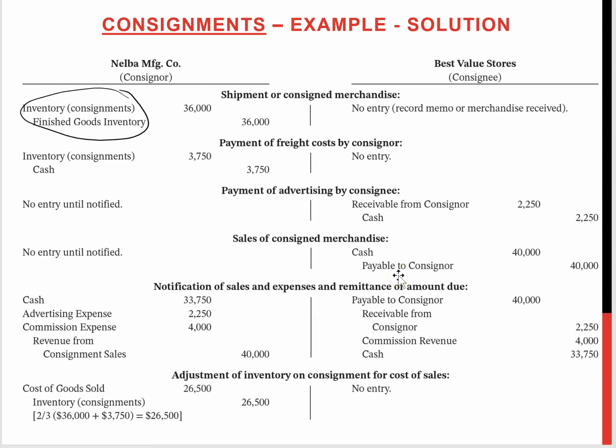So they cannot record it as sales revenues. They don't have title or control or right on that product. So they will record it as a payable to consignor. It's a liability. They have to pay it or send it to the consignor. So when they sold it, they record it as a cash debit and payable to consignor, and then they notify it to NELBA or the consignor.